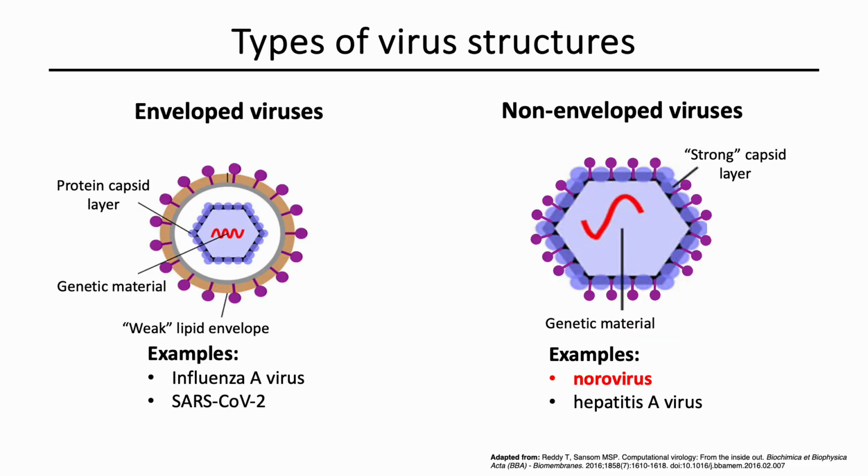Viruses are generally categorized as enveloped or non-enveloped based on their structural features. Some examples of enveloped viruses include influenza A virus and SARS-CoV-2, and some examples of non-enveloped viruses include norovirus and hepatitis A virus. Both enveloped and non-enveloped viruses have receptors that are needed in order to infect host cells. The main difference here is that the receptors on enveloped viruses are embedded in a weak lipid envelope, whereas the receptors on non-enveloped viruses are embedded in the strong capsid layer.